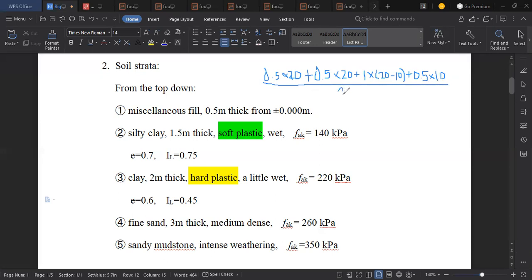So your embedded depth is a total of 2.5. And put the point there. All right, so this is your calculation.